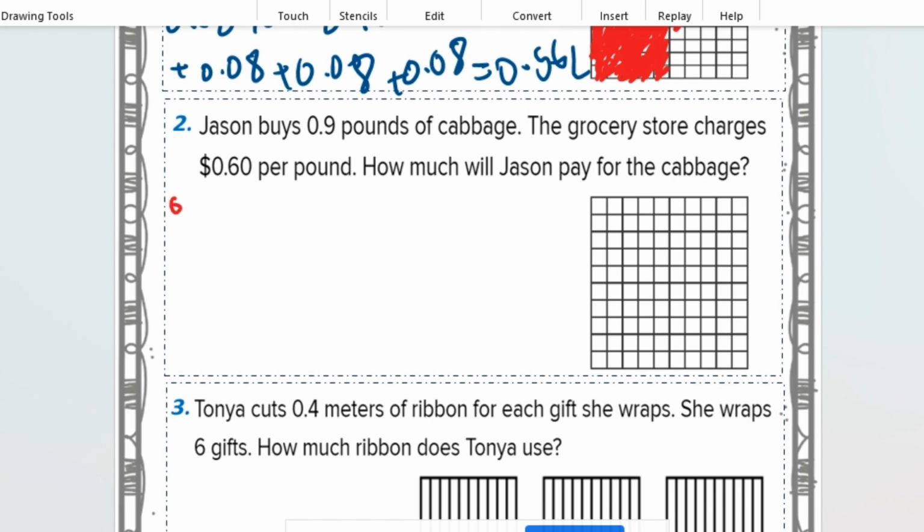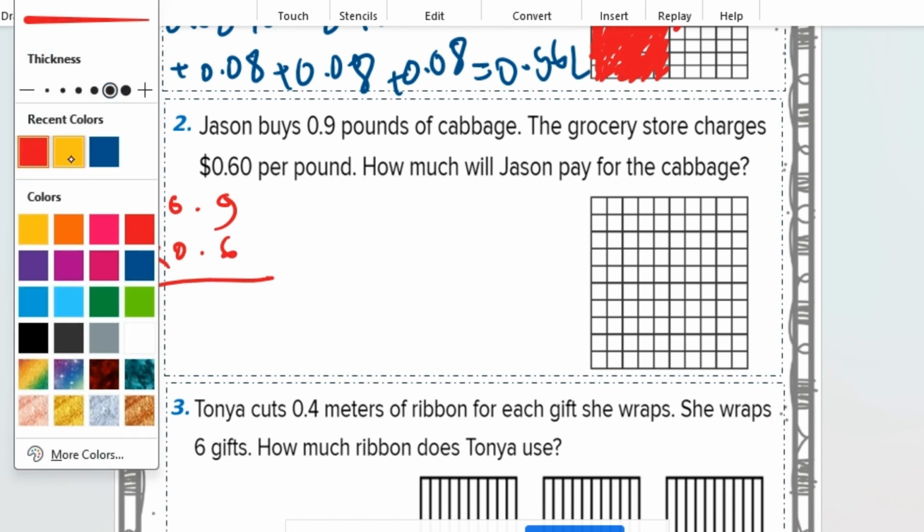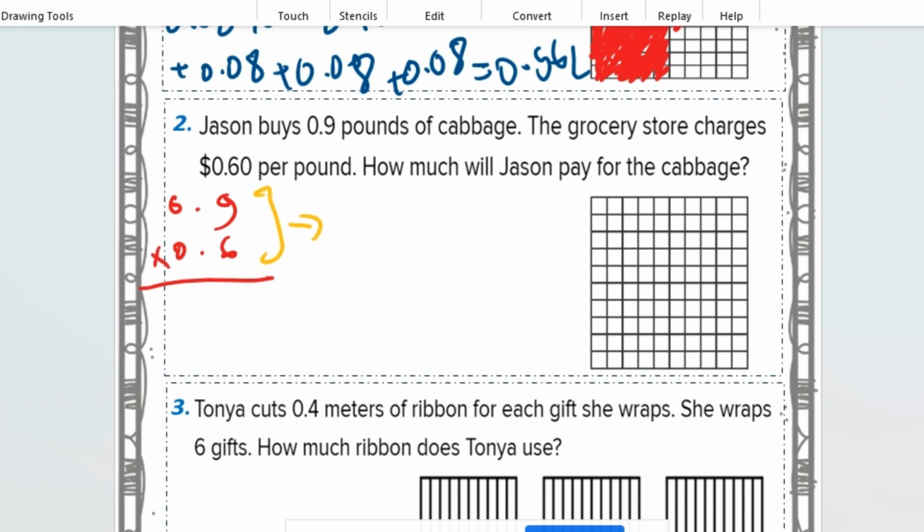We have to do 0.9 times 0.6. So how do we solve such questions? As you remember, we just multiply these numbers without the decimal point. So it will be 9 times 6, which will be what?